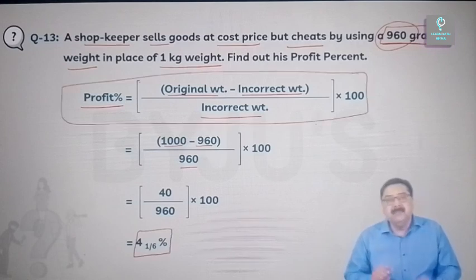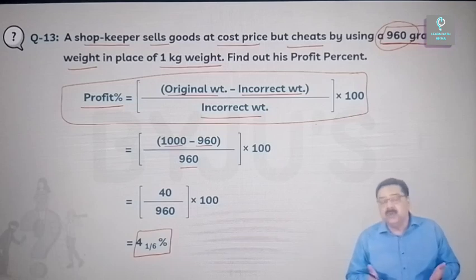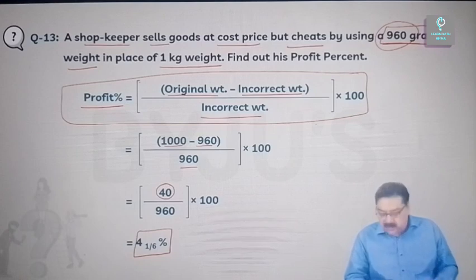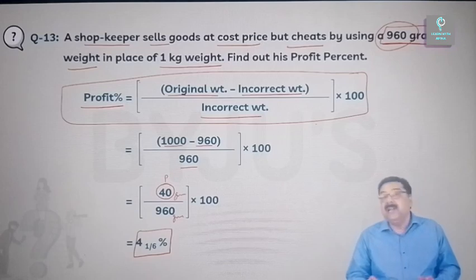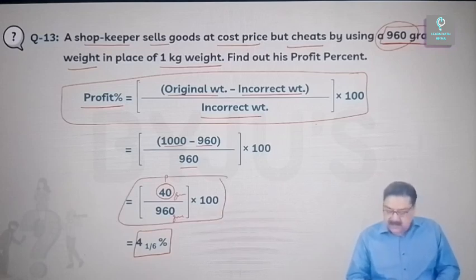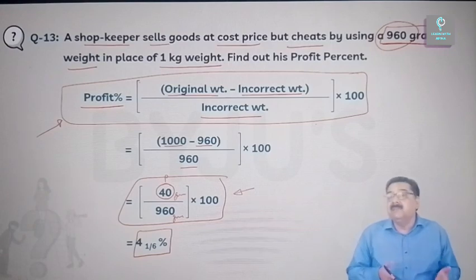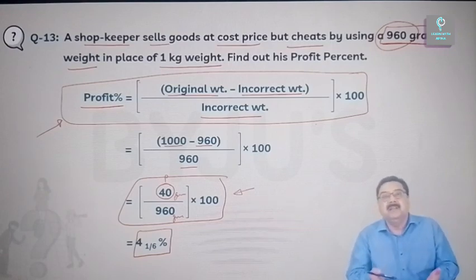Now, this is quite simple to remember, but in case you don't want to, then also it is quite simple for you to know this, that on selling every 1000 grams, he is actually selling 960 grams and claiming he's selling 1000 grams. So he is earning a profit of 40 grams on selling actually 960 grams. So 40 by 960 into 100. So even if you don't want to remember the formula, at least remember the logic. 40 grams is what he is making as profit on selling every 960 grams and claiming that I am selling 1000 grams to you.